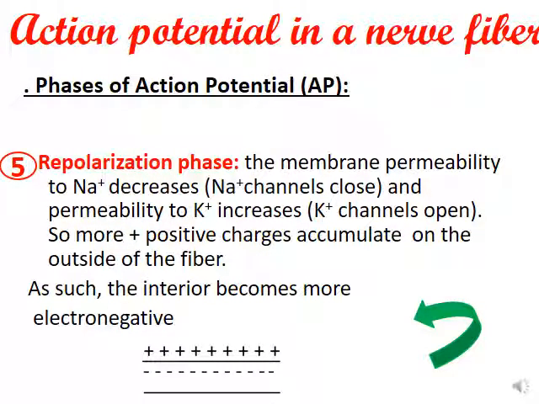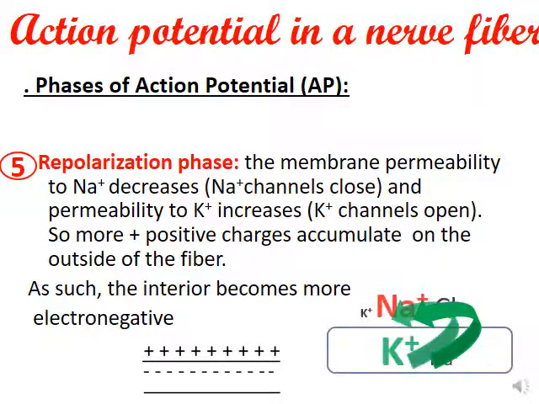Let's move now to the repolarization phase. As I said, in the repolarization phase the membrane permeability to Na+ decreases. So the Na+ channels, what will happen for them? They will close, and permeability to K+ will increase. As such, K+ channels will open. So more positive charges accumulate on the outside of the nerve fiber, so the interior becomes more electronegative. That's why we move back to the polarity in the phase.